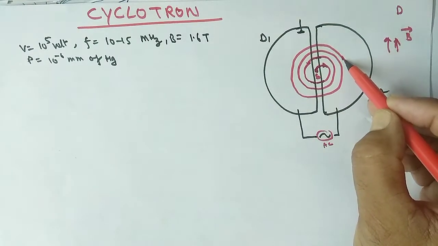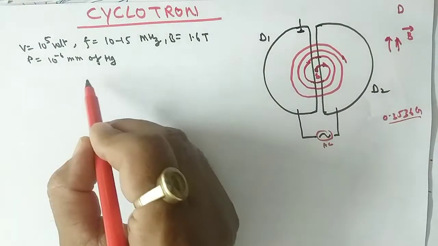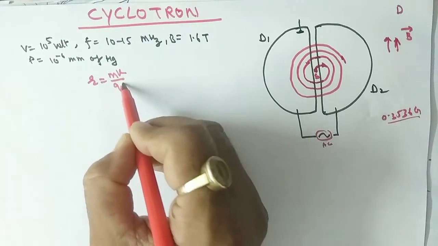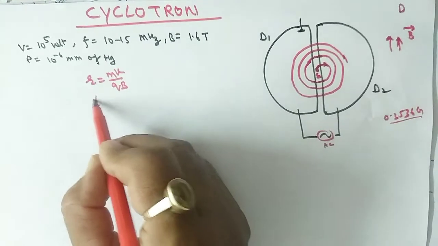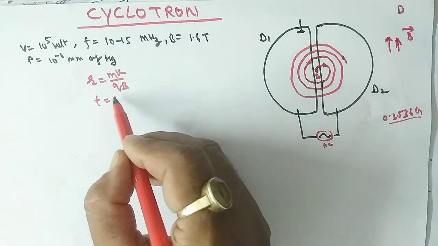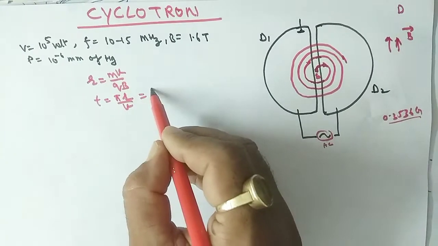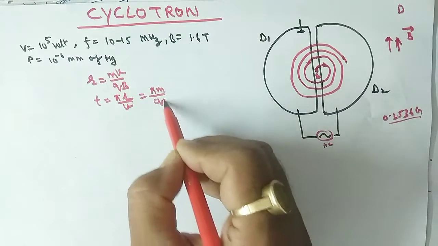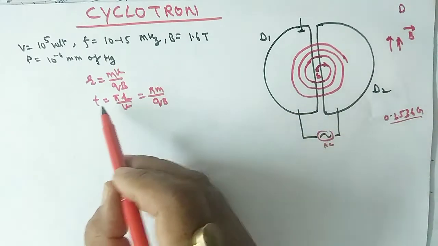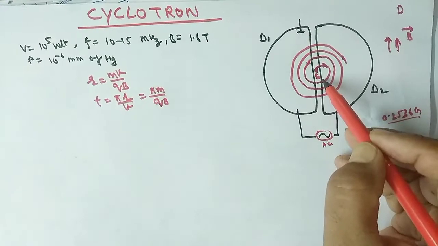And it will achieve greater kinetic energy, and the radius of the circular path will be given by R equals mv upon qB, and the time to complete one semicircle is pi r upon v, or pi m upon qB. Dear students, if you watch the previous video, you can see the time period was 2 pi m upon qB, and here we are taking only the half.